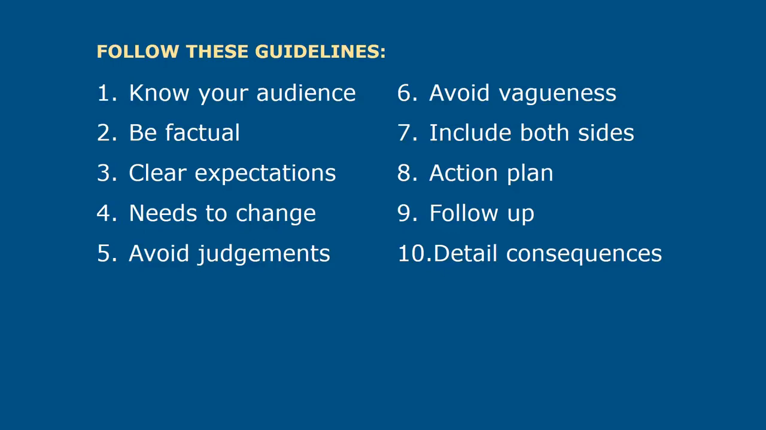Number eight, create an action plan. Include deadlines for the employee to use. Don't just say, "We expect you to improve immediately." Instead say, "We expect your report to be submitted by 5 p.m. tomorrow." Number nine, follow up on expectations, action plans, and deadlines, and document it. If you don't follow up, it shows that you don't care. And ten, detail consequences. Describe the consequences of the behavior or poor performance continuing.